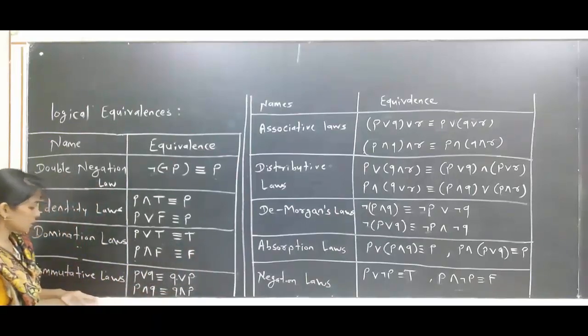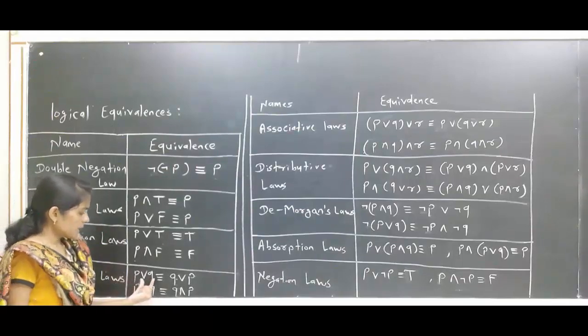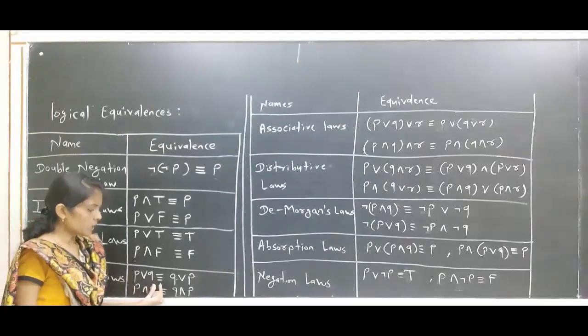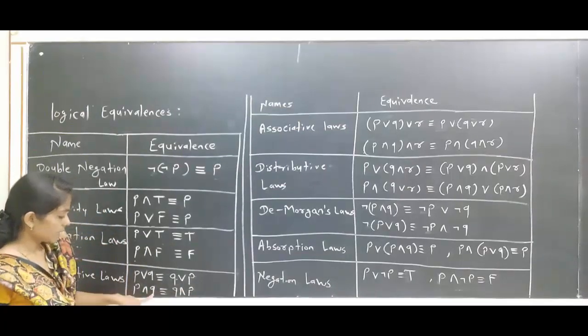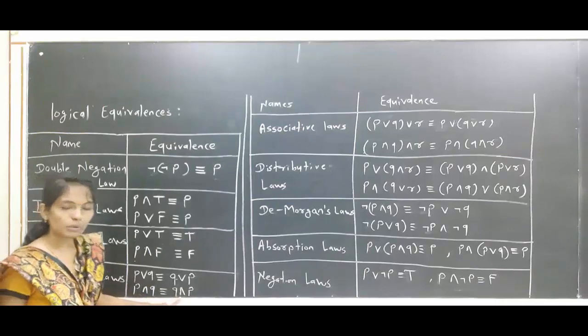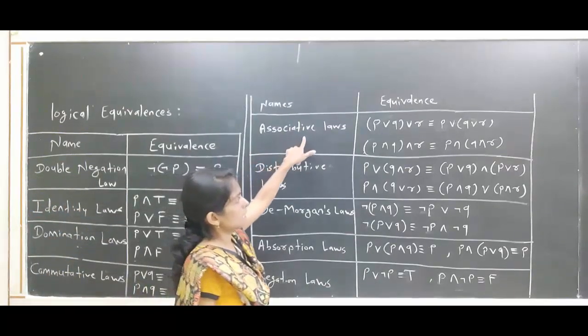Then next law, commutative law. We all know the commutative law. P disjunction Q equivalent to Q disjunction P. And second, P conjunction Q equivalent to Q conjunction P. Now next law, associative laws.